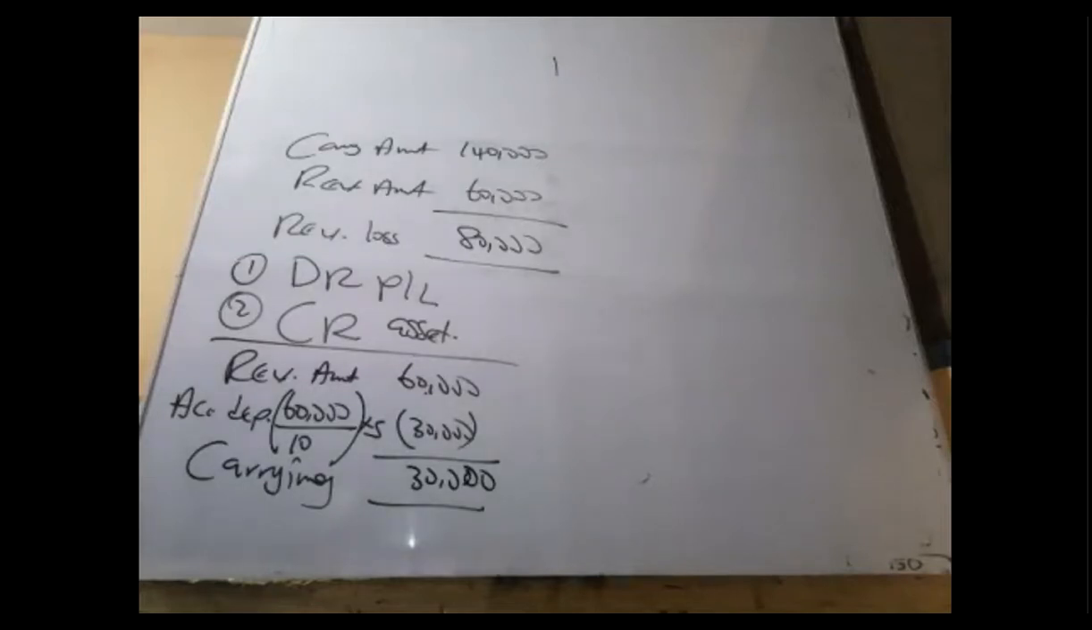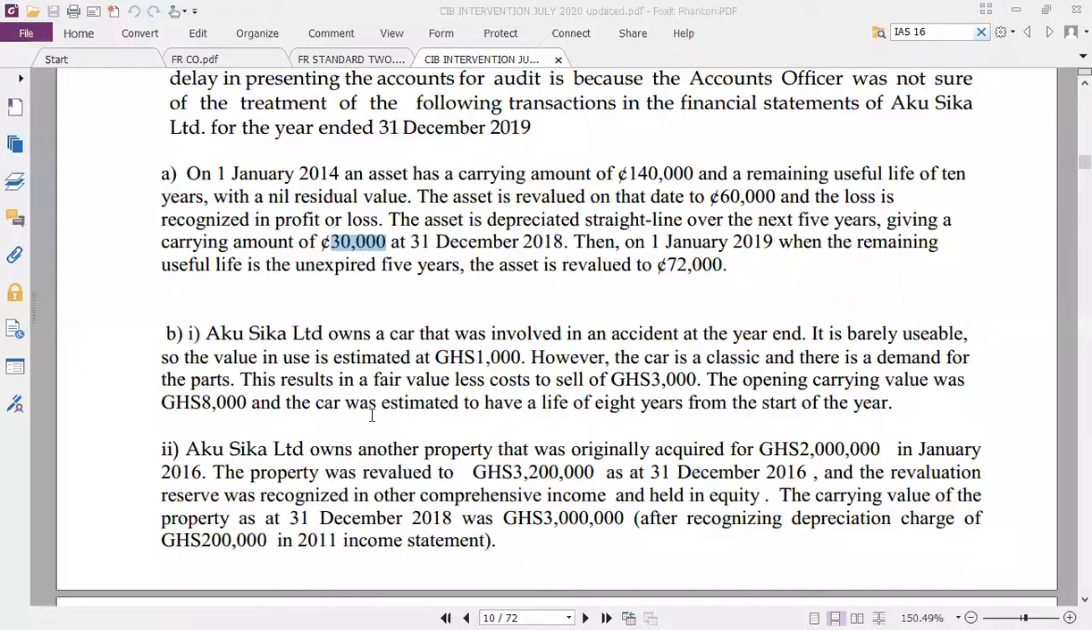Okay, so let's continue the game. Now let's go to the final aspects to this question. Then on 31st December 2018, okay, we've done that. Then on January 2019, that's the next day, when the remaining useful life is the unexpired 5 years, the asset is revalued to 72,000. Wow. The asset is revalued to 72,000.